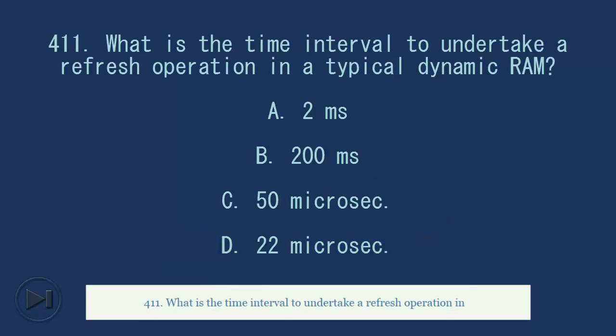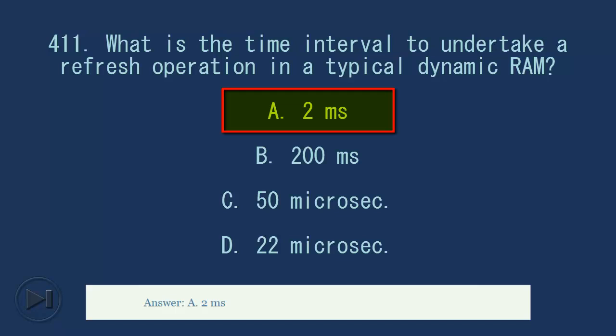411. What is the time interval to undertake a refresh operation in a typical dynamic RAM? A. 2 milliseconds. B. 200 milliseconds. C. 50 microseconds. D. 22 microseconds. Answer, A. 2 milliseconds.